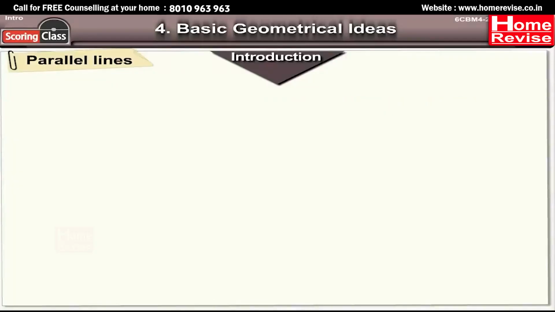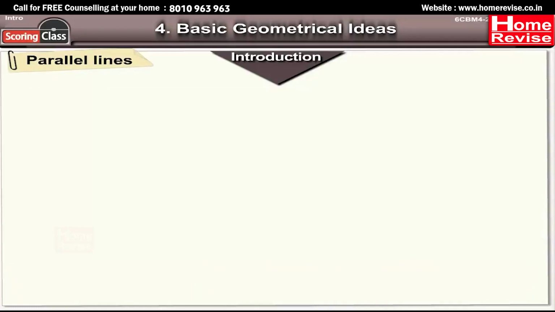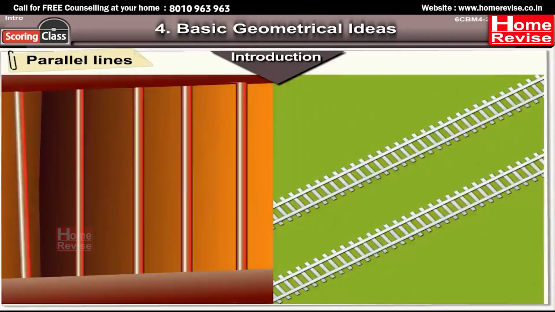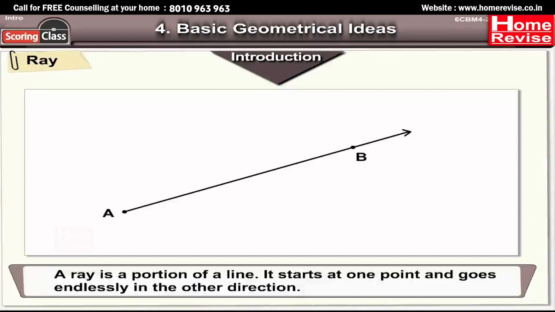Parallel lines. If two lines in a plane do not meet each other, then those lines are parallel lines. I'll give you an example: opposite edges of a ruler, crossbars of a window, rail track, etc. Ray. A ray is a portion of a line. It starts at one point and goes endlessly in the other direction.